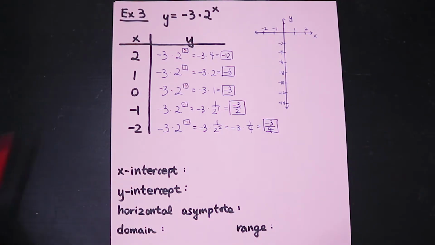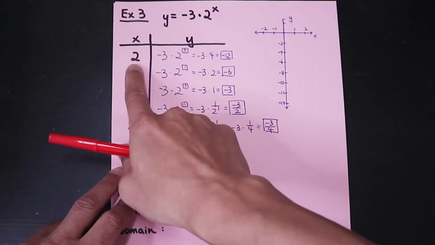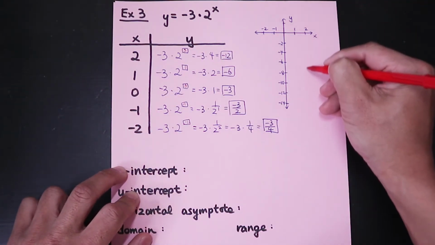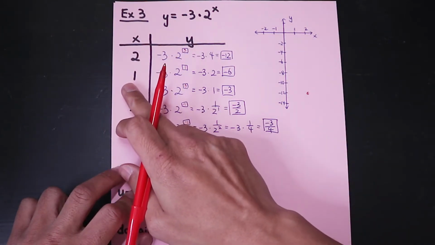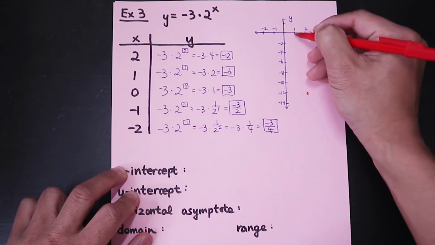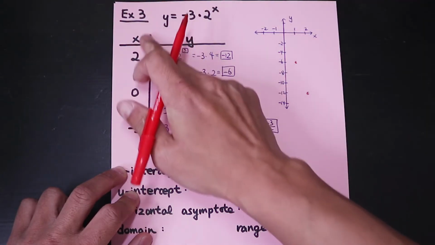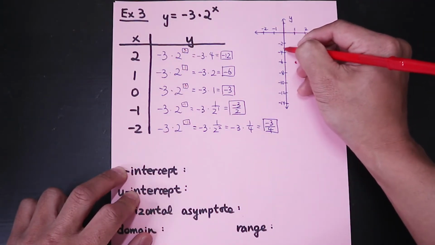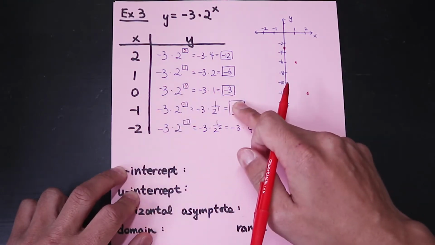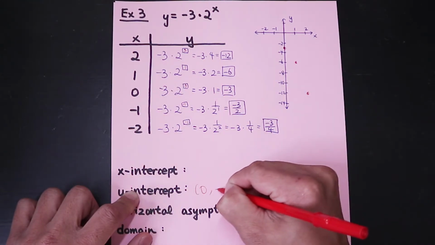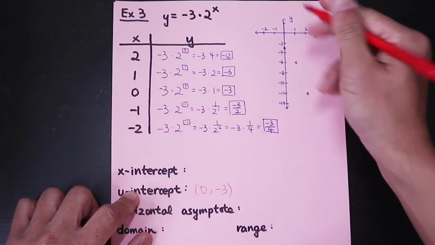Let's plot them. So the first ordered pair is 2 comma negative 12. So find 2 comma negative 12, which is right here. The ordered pair 1 comma negative 6 is right here. 0 comma negative 3, which is right here. And remember, when x is 0, this is your y-intercept. Can we just answer that right now? So 0 comma negative 3 is your y-intercept, okay?